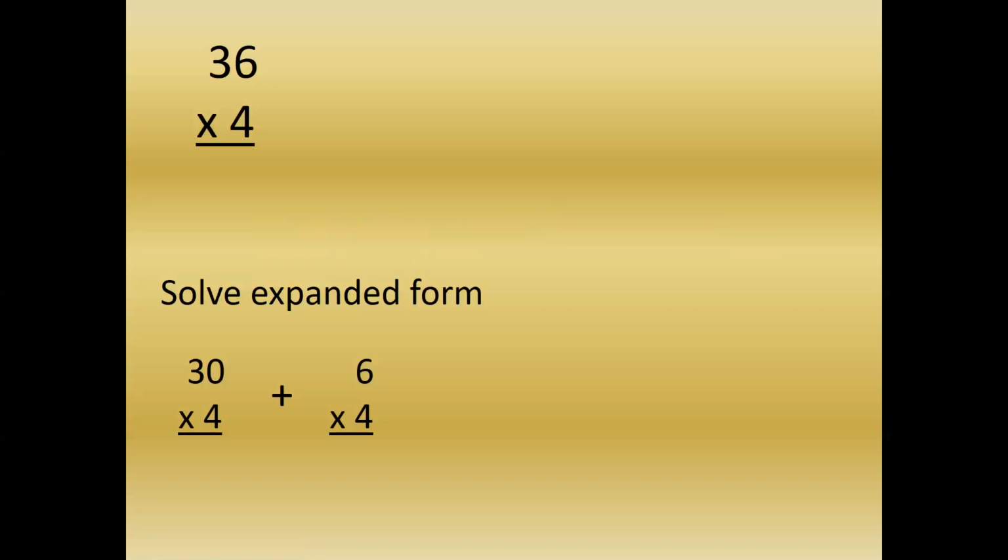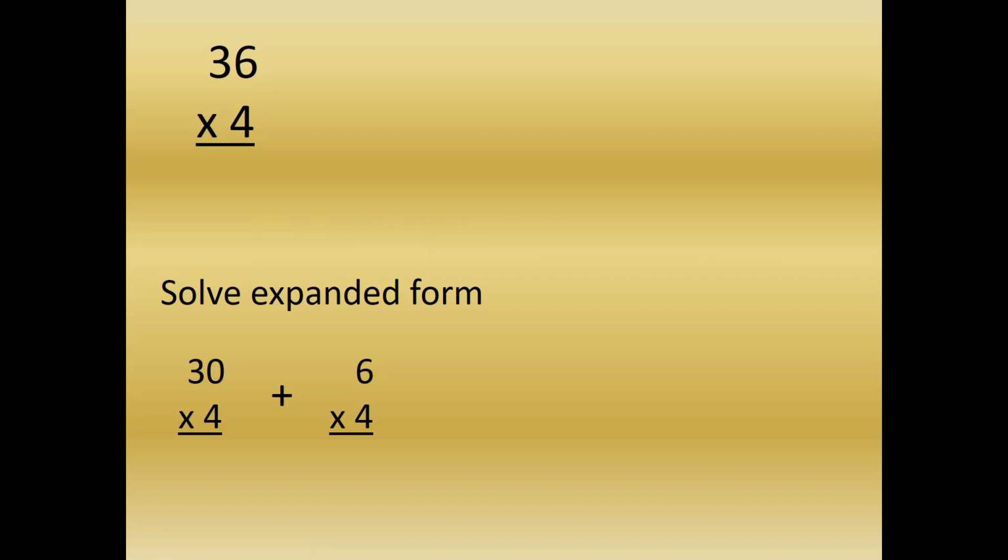So we're going to start with 36 times 4. We're going to do this in the expanded form. So first we have to put it into the expanded form. So we're going to do 30 times 4 plus 6 times 4, because 30 plus 6 is equal to 36. Then we have to solve our expanded form, just like how you guys were doing it yesterday.